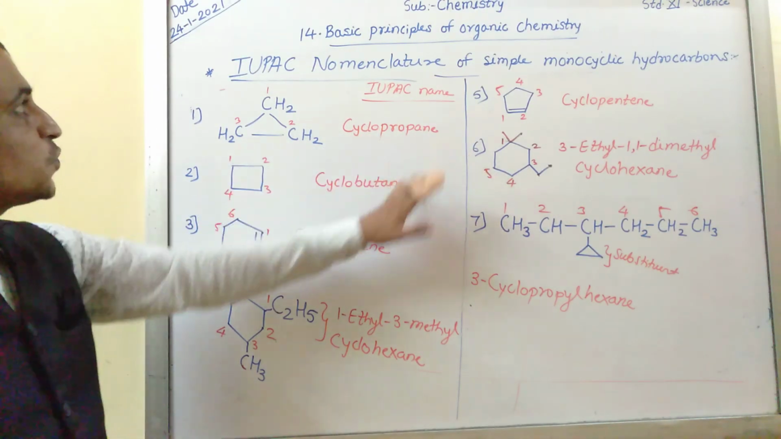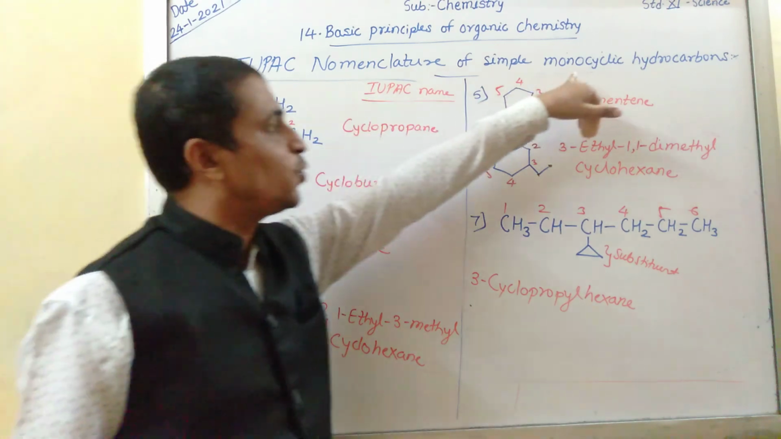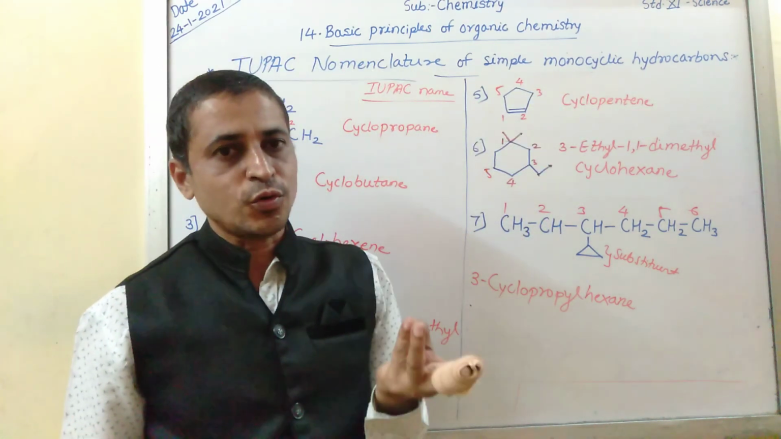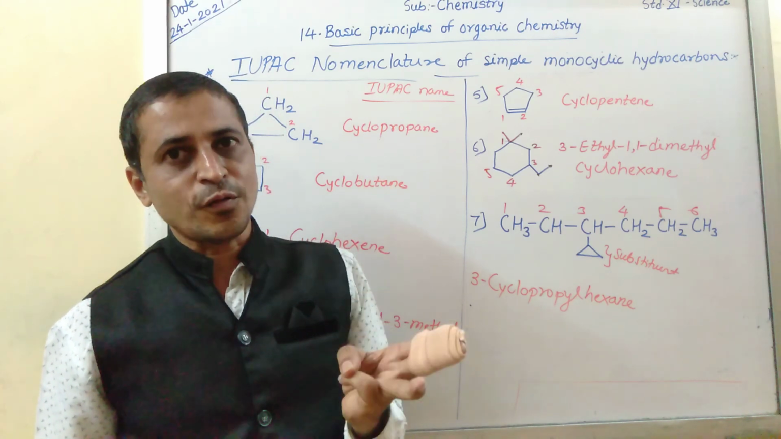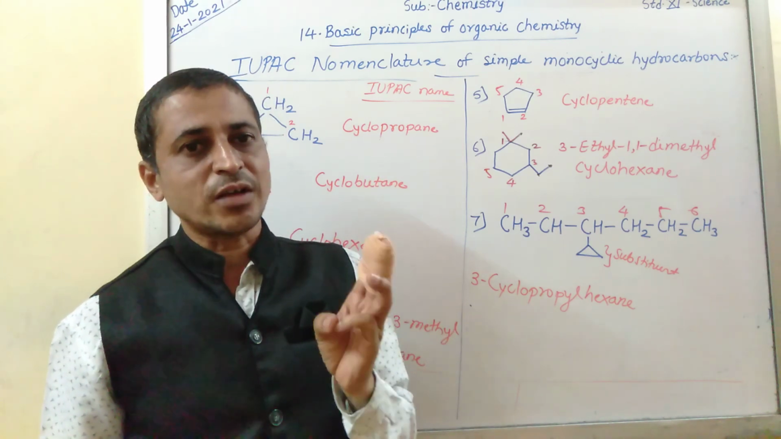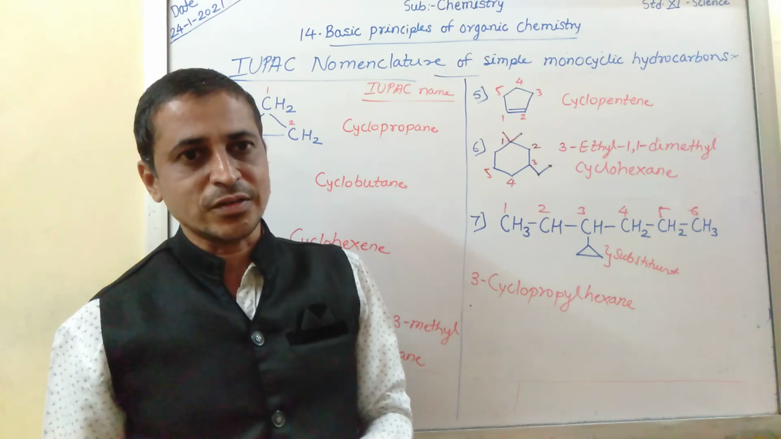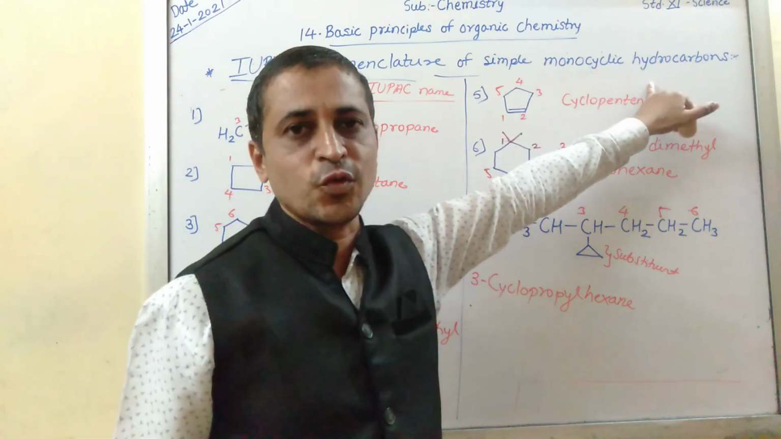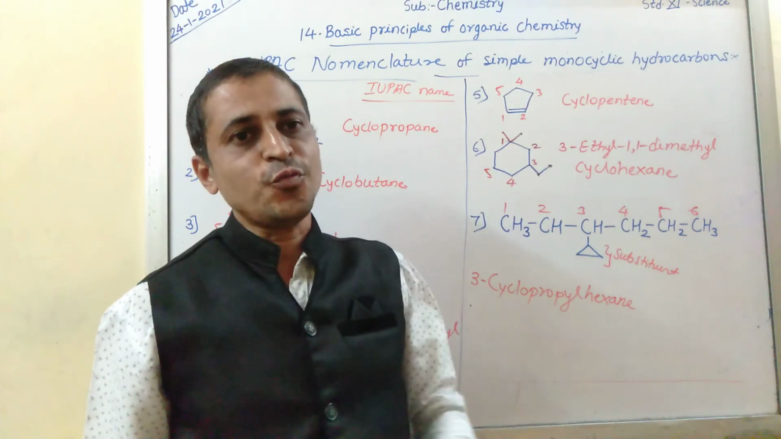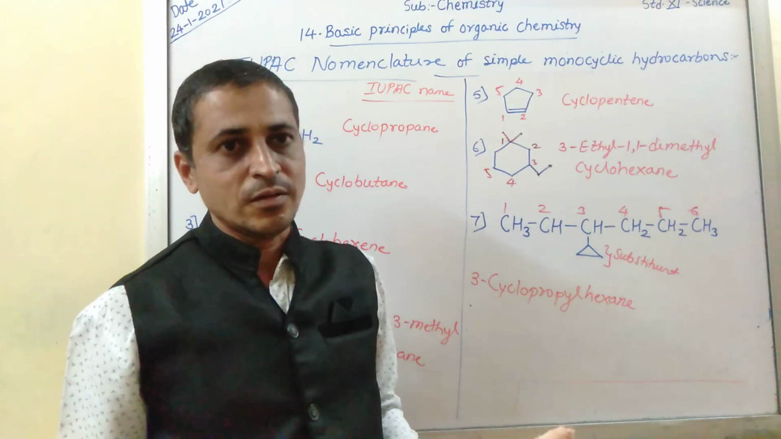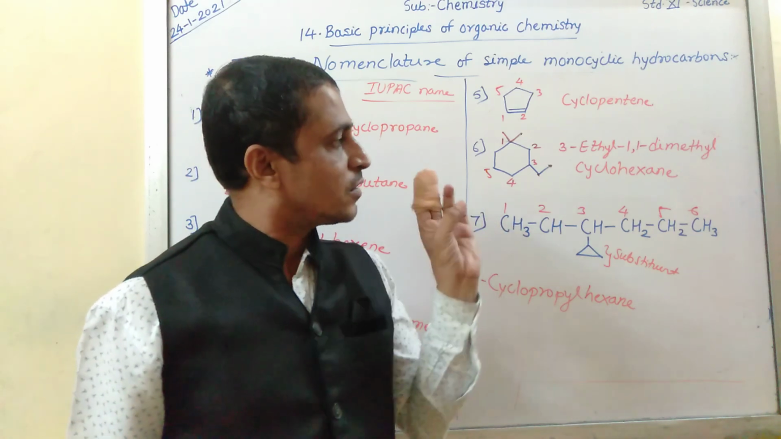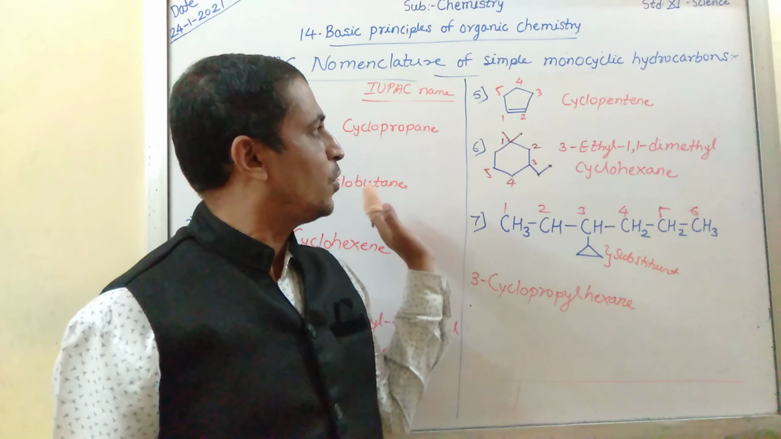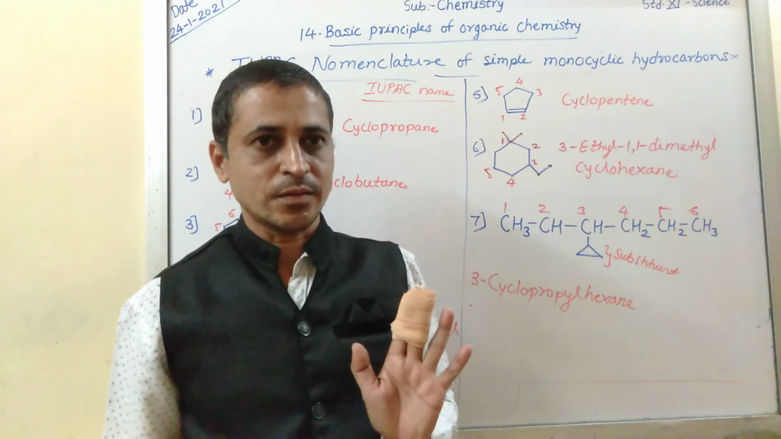I hope you understood IUPAC nomenclature of simple monocyclic hydrocarbons. Today we have studied IUPAC nomenclature of saturated branched hydrocarbons containing complex substituents, then unsaturated hydrocarbons, and the last one is what? Monocyclic hydrocarbons. I hope you understood all these. Try to understand every concept. Try to study how to give numbers to the organic compounds.